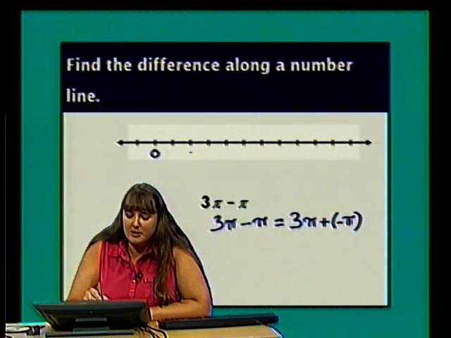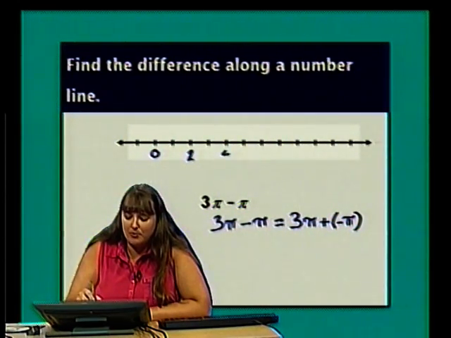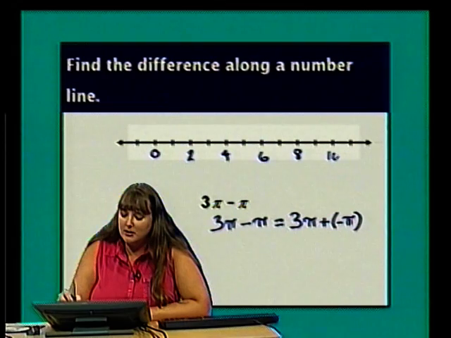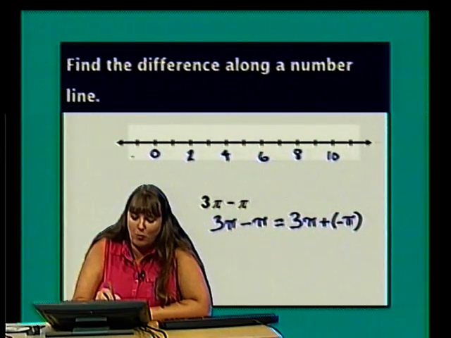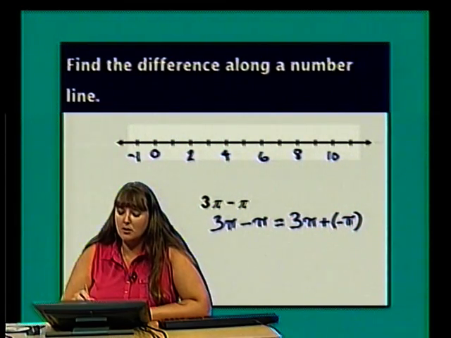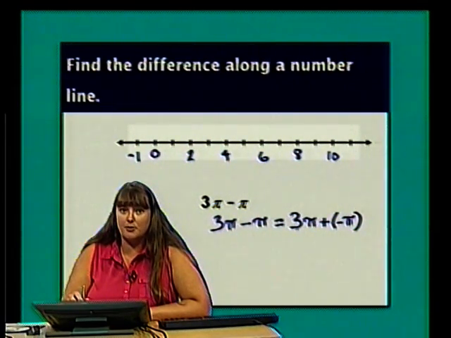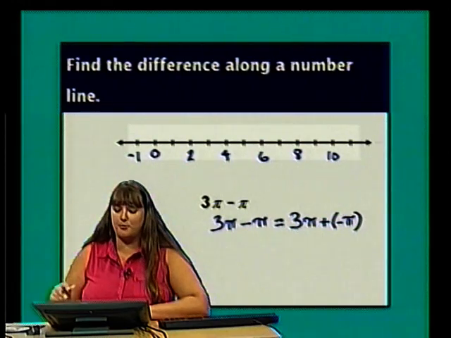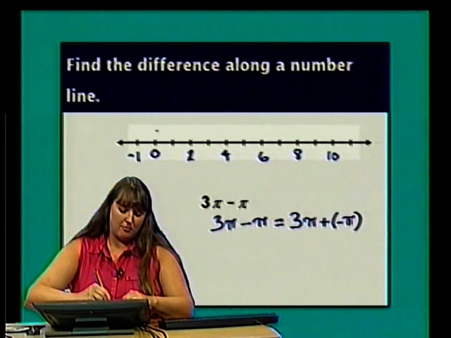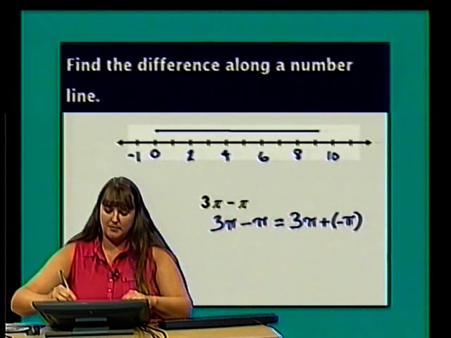Then the first tick mark's representing 1, the second tick mark's representing 2, since I'm going by ones, 3, 4, 5, 6, 7, 8, 9, 10, and I just have 1 tick mark over here on the left of 0, which is negative 1. So I want to start my sum, as always, at 0, and I want to move 3 pi units to the right, so a little more than 9 units to the right. So starting at 0, I want to move a little more than 9 units to the right on my number line.